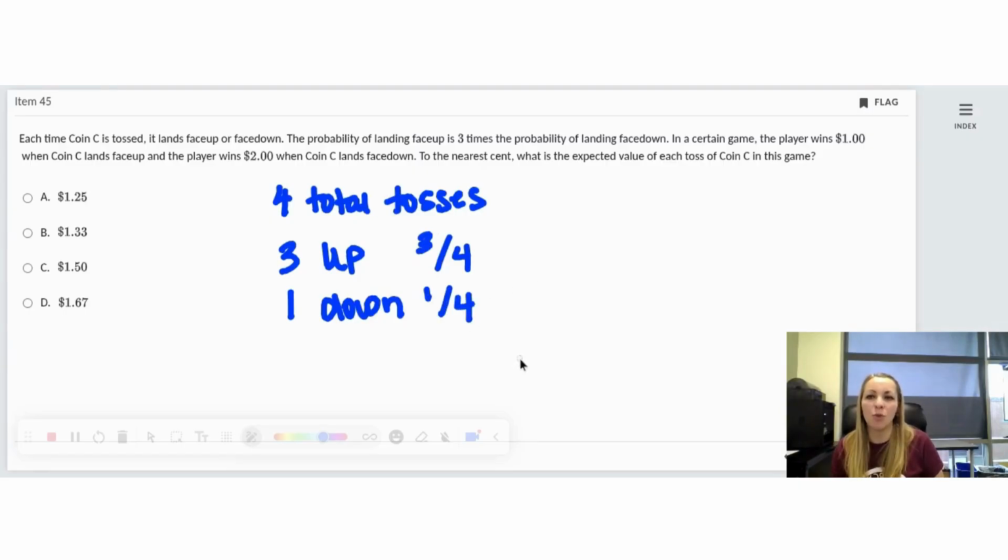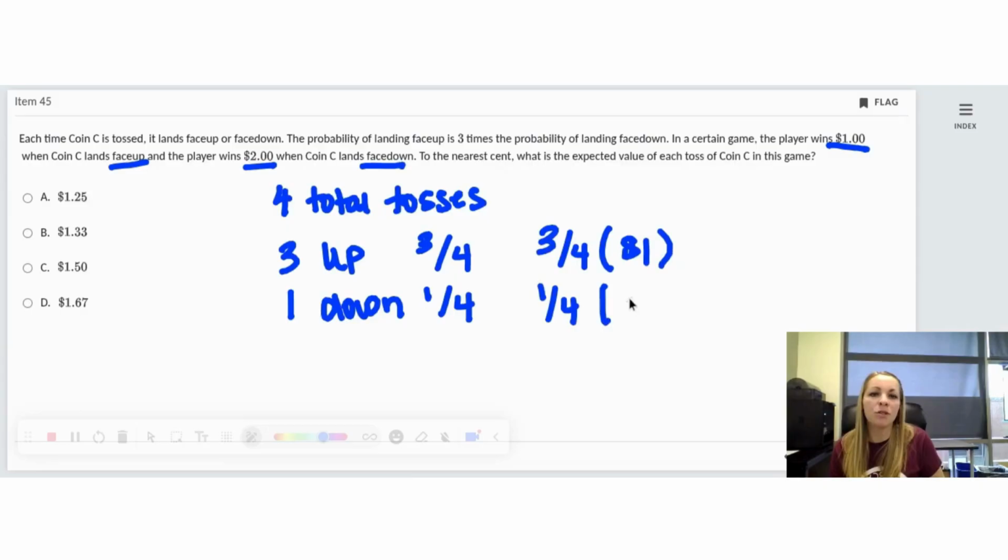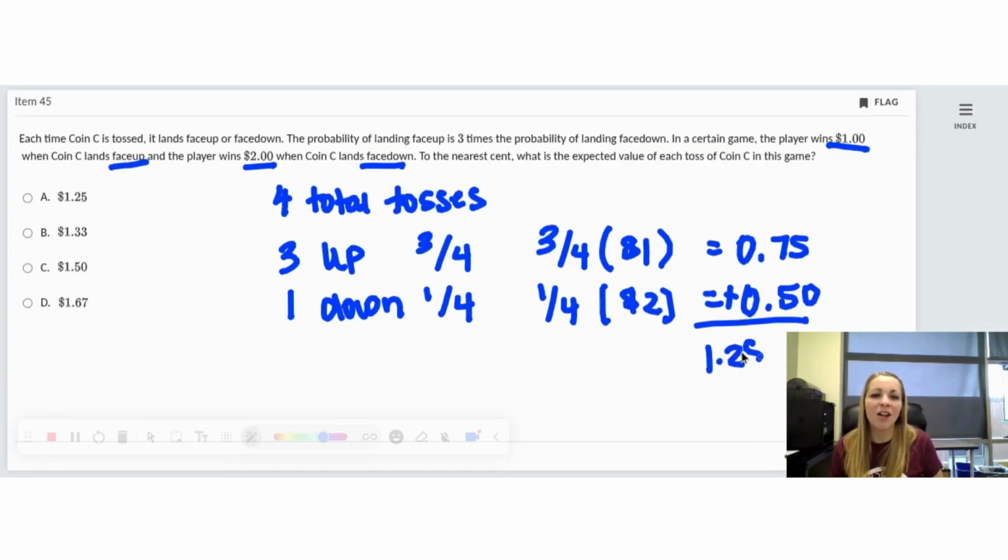Let's look at the money you could win. So you win $1 when it lands face up, and you win $2 when it ends face down. So I'm going to do 3/4 times $1, and then I'm going to do 1/4 times $2. So this is equivalent to 75 cents, and this is equivalent to 50 cents. So if I add those 2 things together, that's going to get me my expected value, and that's $1.25, which is option A.